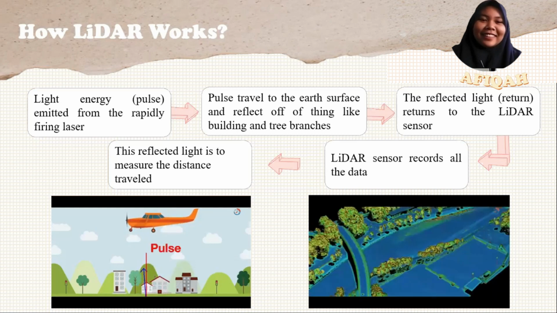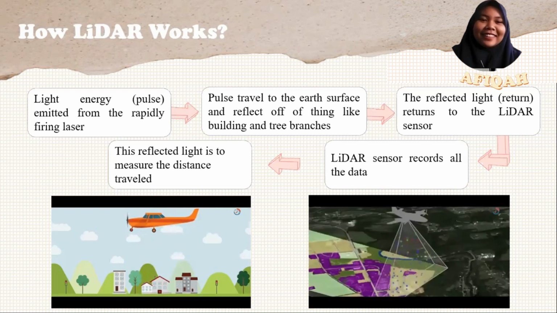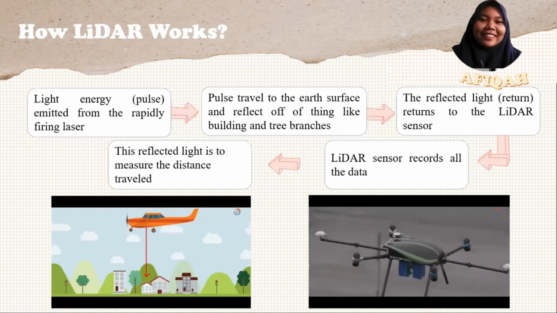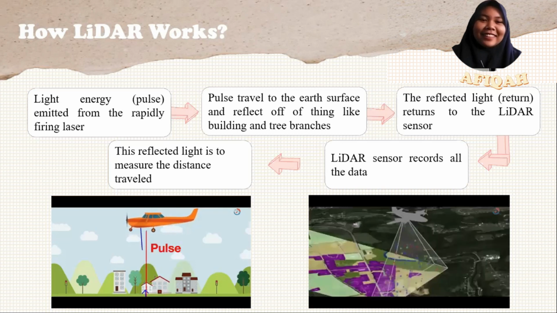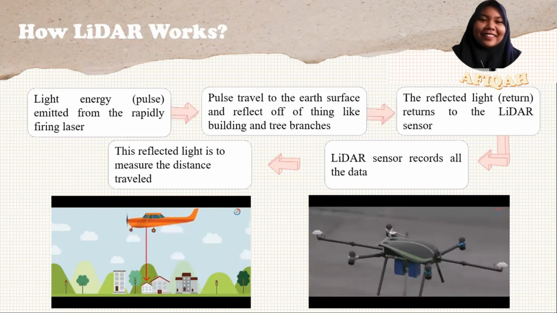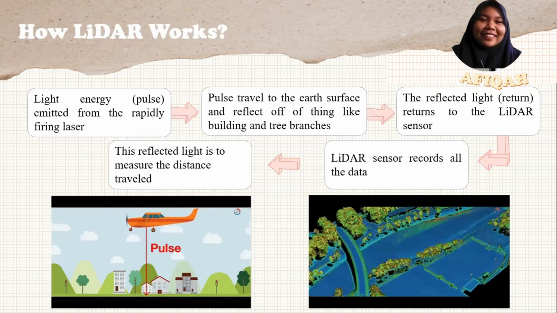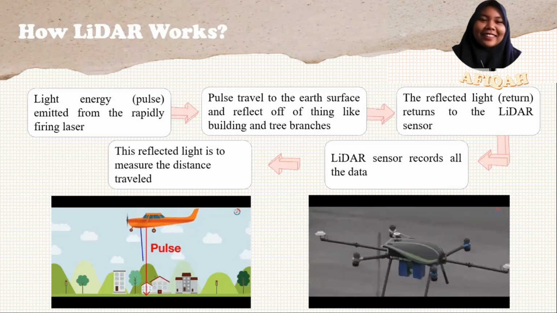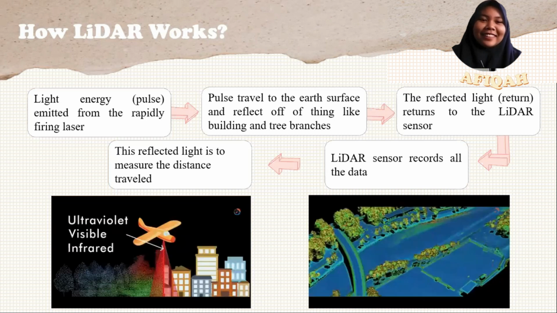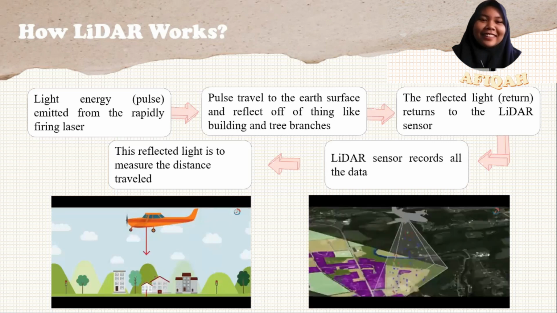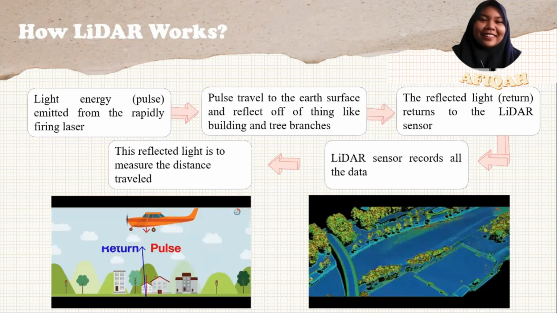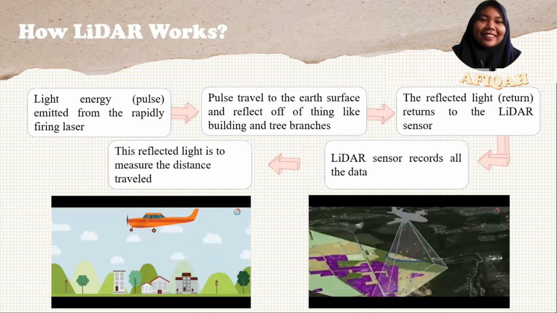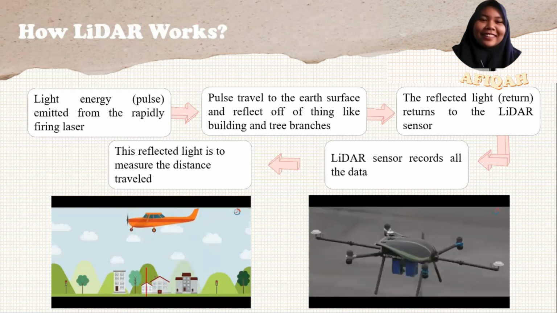The reflected light taken by the LiDAR sensor is used to measure the distance traveled. As you can see in the picture below, the red arrow is called the pulse and the blue arrow is called the return. So let's move on to the next point.